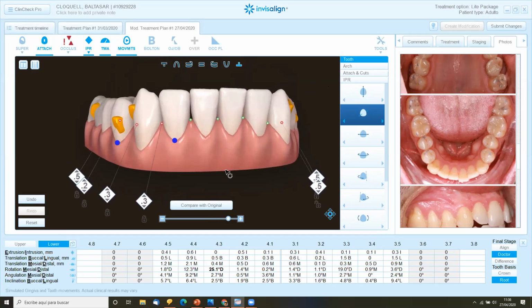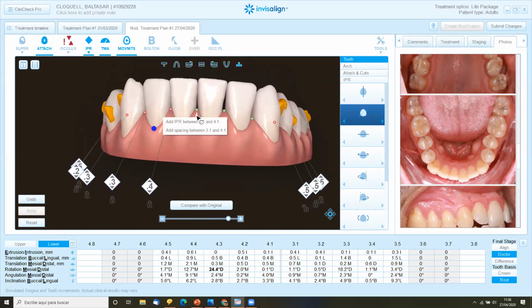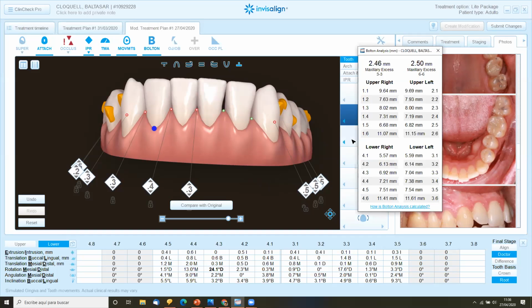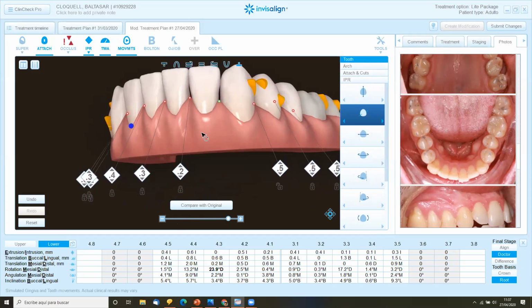And of course, the image of the Clincheck helps us a lot because we see big, okay? We see the shape of each tooth, and then we can customize our IPR. Looking, of course, also at the Bolton tool, to individualize, to customize the IPR that we are planning. Look, what a beautiful way to do all these things.